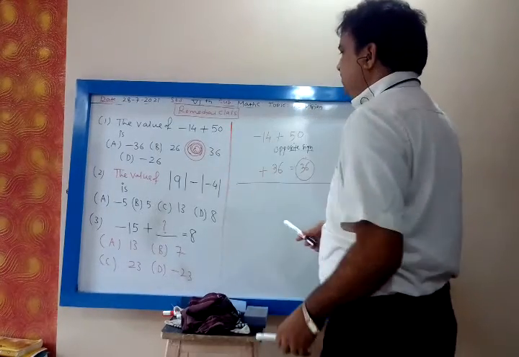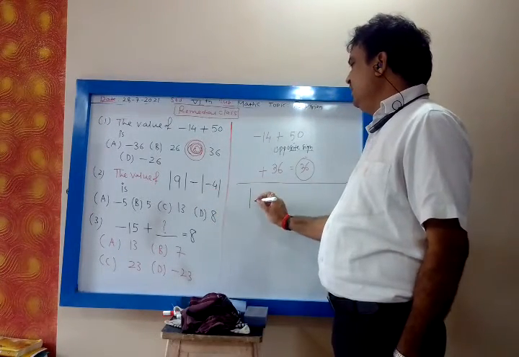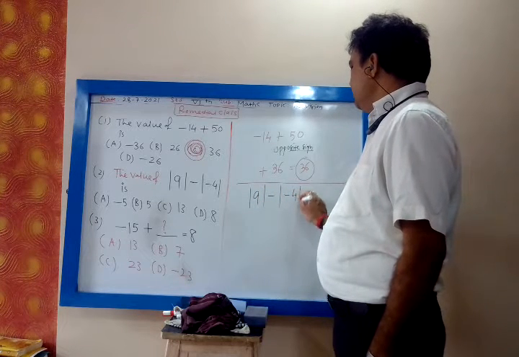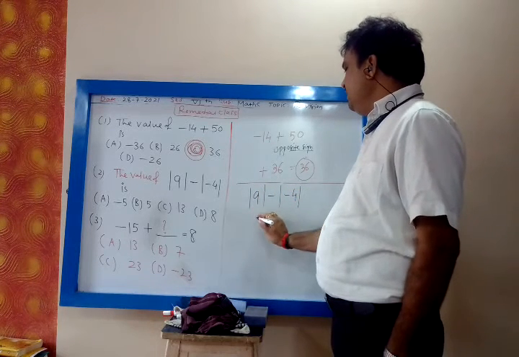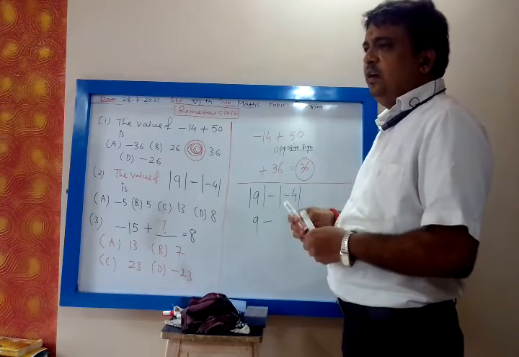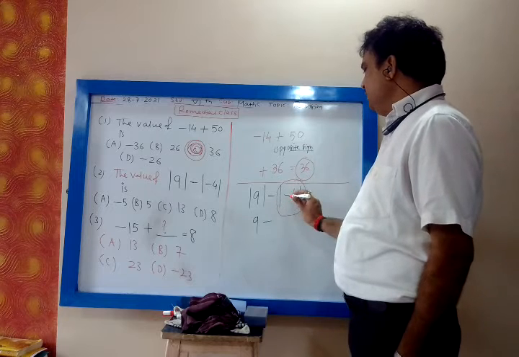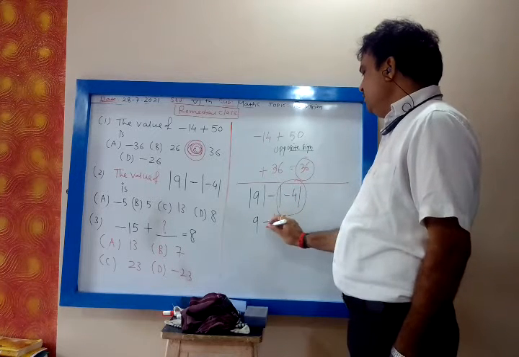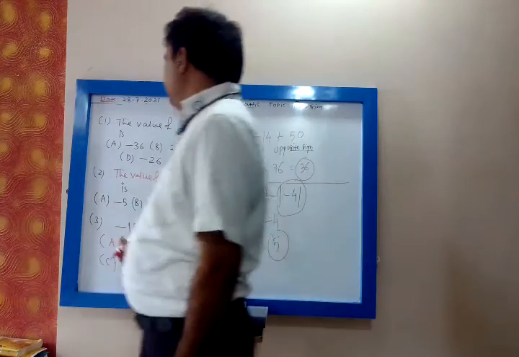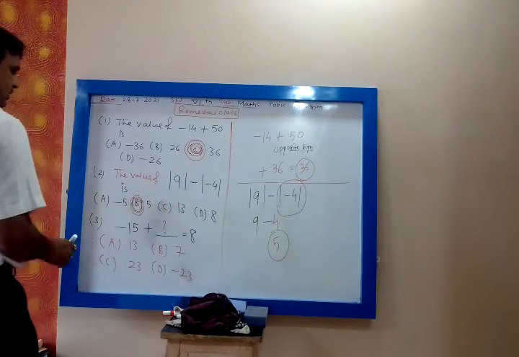Let us see the answer. Absolute value of any negative integer is also positive. So absolute value of 9 will be 9. Then the minus sign is outside. What is the absolute value of minus 4? Absolute value of minus 4 will be 4. So 9 minus 4 is 5. So the correct answer is 5. Yes, you gave the correct answer, 5. Now go for third.